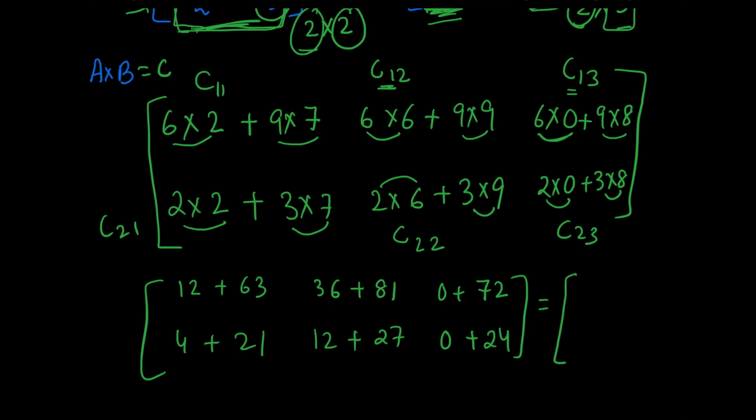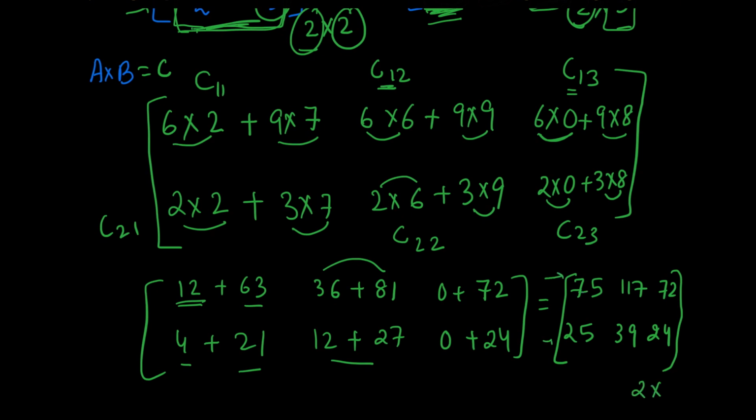So this is the net result. So when you add 12 with 63, it's 75. When you add 36 with 81, it's 117. And then this term is 72. And then when you add 4 with 21, it's 25. When you add 27 with 12, it's 39. And then 0 plus 24 is 24. And this is the answer. And just to check, how many rows are there? 2 rows and 3 columns, which should be the case.